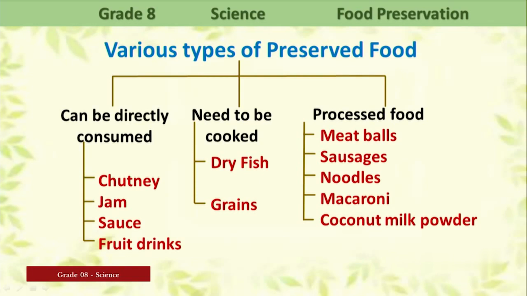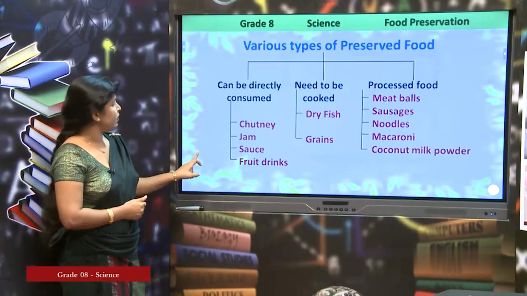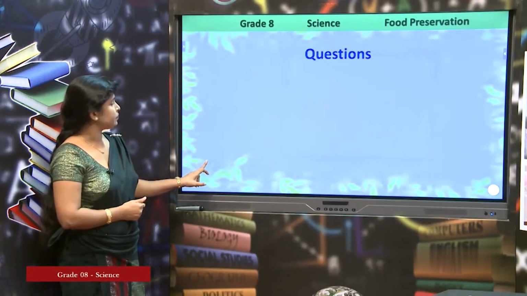And the food items like meatballs, sausages, noodles, macaroni and coconut milk powder. These food items have been produced through a complicated process, but they need an instant preparation. So, we have to consume those food items like meatballs, sausages after an instant preparation. Those are various type of preserved food used in our daily life.